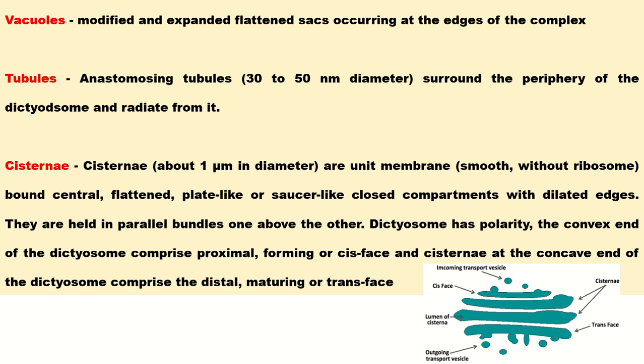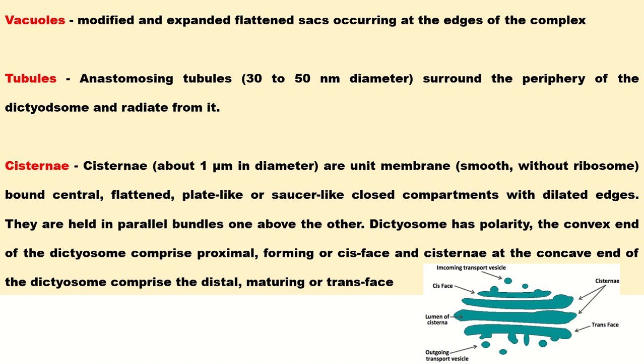Now coming to tubules. These tubules are anastomosing in nature and they have a diameter of 30 to 50 nanometer. They surround the periphery of the dictyosome and radiate from it. Please note it is dictyosome. Please check this spelling error.